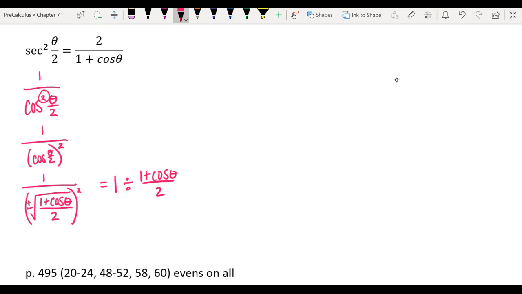Okay, so did everyone see what happened then? What happens to the division? Flip it. It's 1 times 2 over 1 plus cosine theta, and you're done, right?